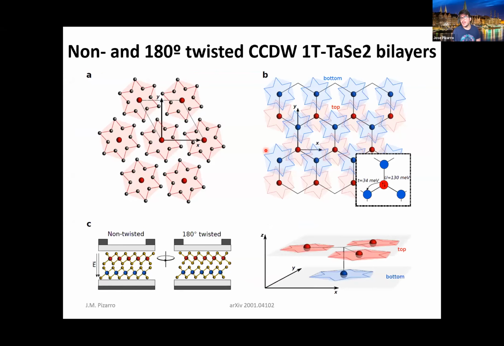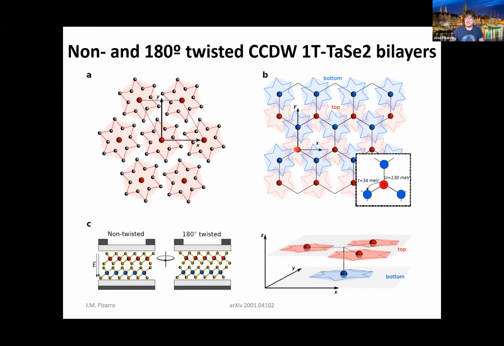Okay, so for that, and I don't know if I will have time because I think we will miss like 2 minutes that I would otherwise just use to explain this 180 degrees rotated case, I will mostly focus on this non-twisted case, in which we consider the Star of David arrangement like you can see here in this top right panel. So you see the bottom layer in blue, the top layer in red, and they are arranged in this kind of honeycomb lattice pattern. So even though the system looks complicated because you have 13 atoms per Star of David times 2, because you have two layers, you have 26 atoms in your unit cell.